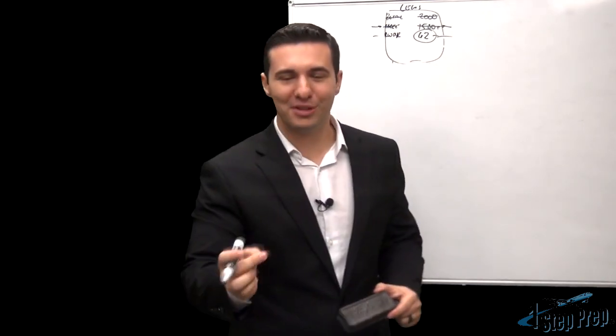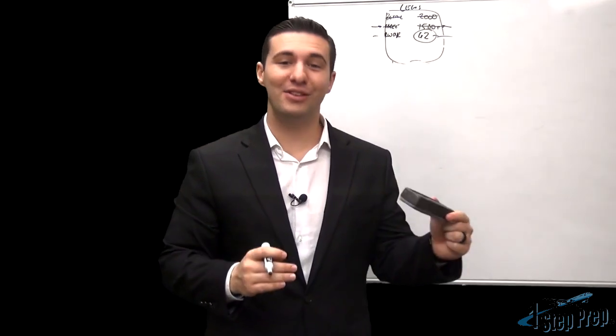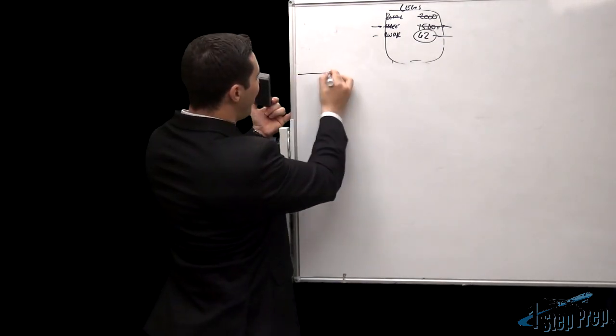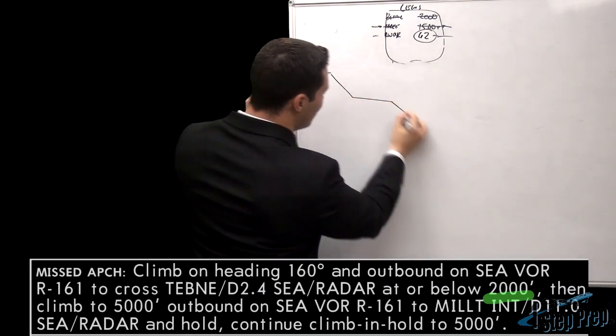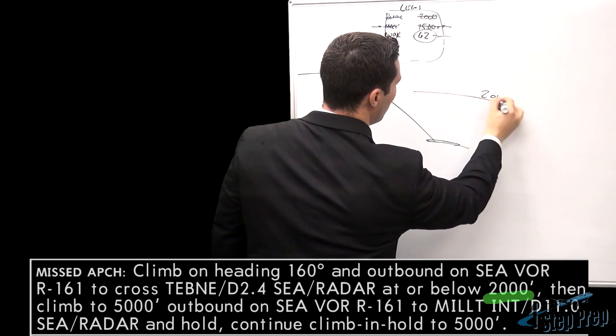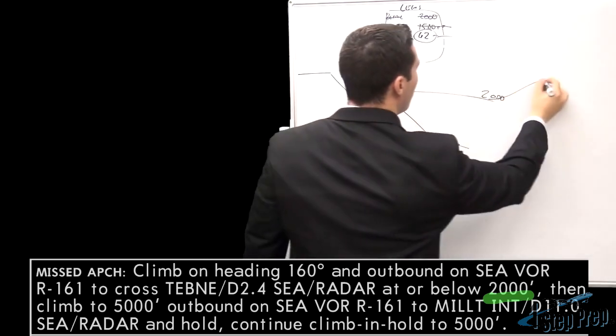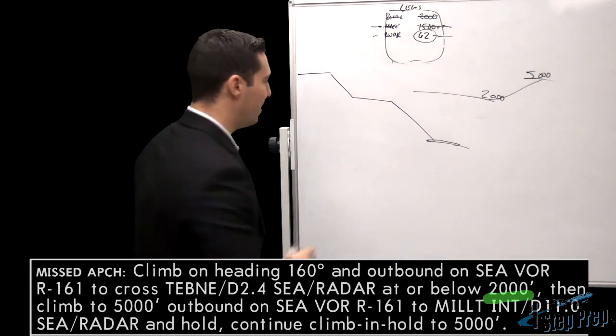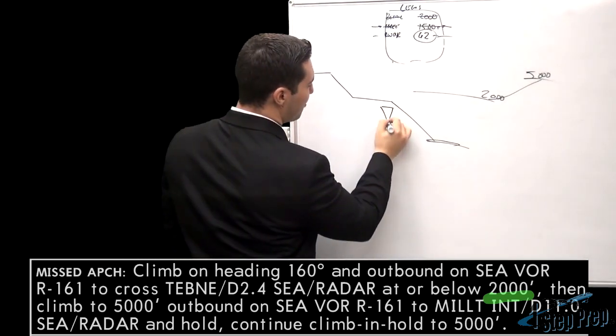Let's now review the setting of the missed approach altitude on an ILS into 16 Center going into Seattle-Tacoma, where we actually happen to have an altitude constraint. We need to cross at 2,000 feet on the go-around before proceeding upwards to 5,000 feet for the true missed approach altitude.